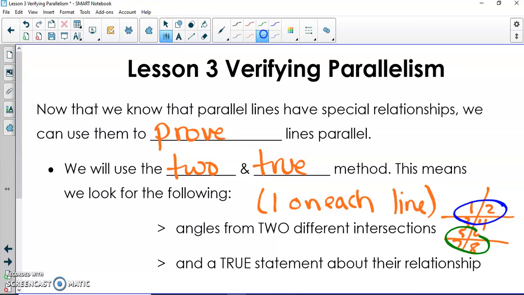The true statement about their relationship has to do with all of our angle relationships we've learned. You have to have congruence or equal to 180, depending on what kind of angle they have. So we have alternate interior, alternate exterior, consecutive interior, consecutive exterior, as well as corresponding that we're going to be able to use to prove congruence.